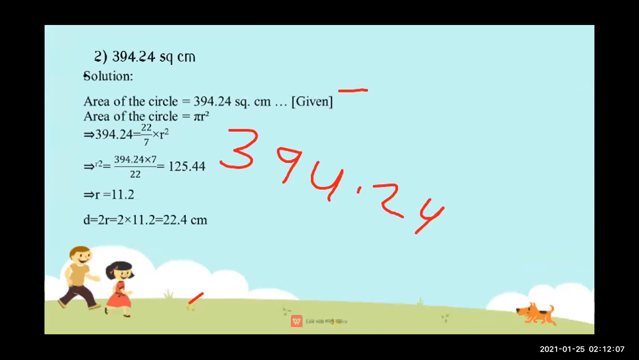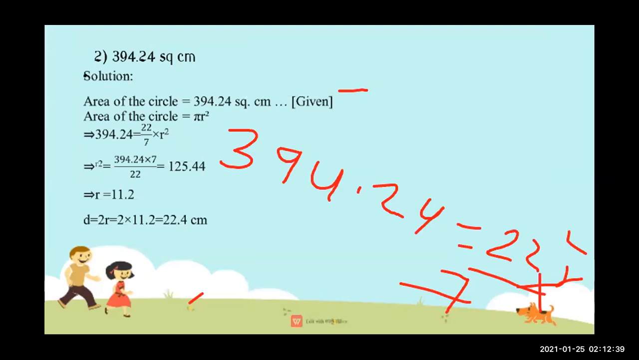394.24. This is our area equal to 22 upon 7, this is our pi, into r square that we are going to find out. As we write all this, I told you we have to take all the numbers on one side and the alphabet on the other side. So 394.24 will remain there only. Then 22 upon 7 will go that side, so it will become 7 upon 22 equal to r square.